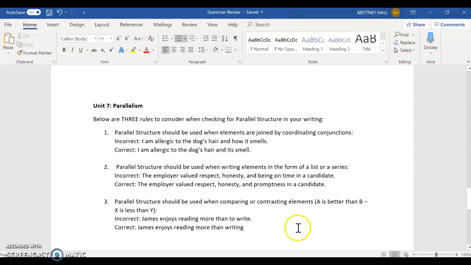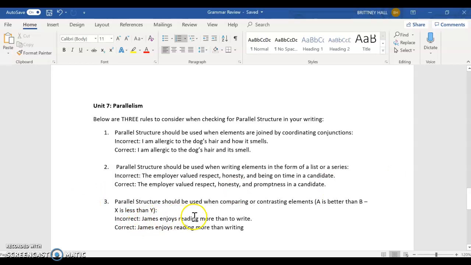The third rule to consider: parallel structure should be used when comparing or contrasting elements. So, for example, A is better than B, or X is less than Y. A and B should be similar parts of speech. X and Y should be similar parts of speech. If you aren't using nouns and nouns or verbs and verbs, then you're not having it parallel on either side.